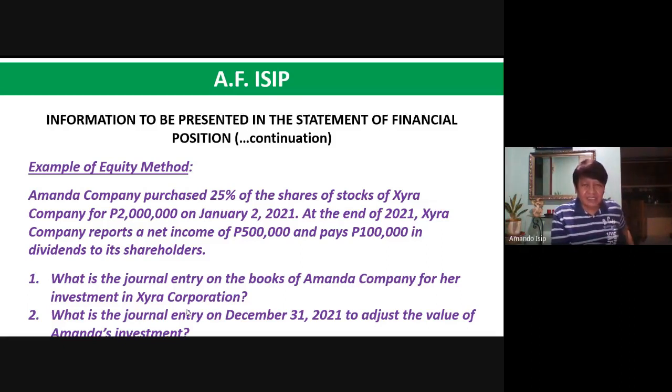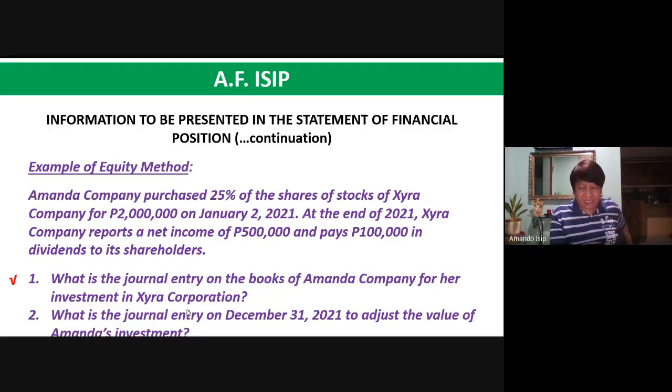Remember, if the investment in the company is more than 20%, the investor will use the equity method. So question number one is, what is the journal entry on the books of Amanda Company for her investment in Syrah Corporation? Remember, as I have said, in auditing, even in accounting, you must know the transactions from the beginning up to the end, including journal entries. That is why for every problem that I make, I always make sure that you know the journal entries.